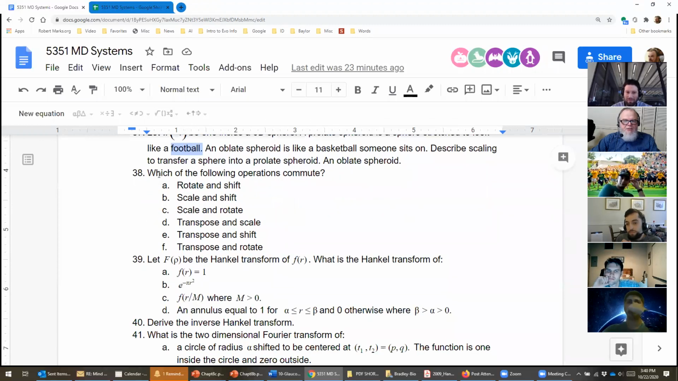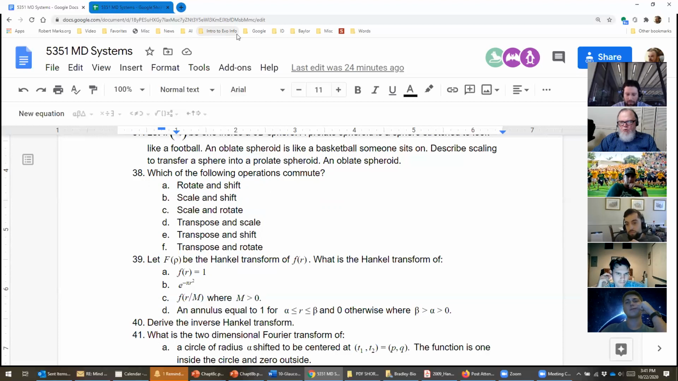Let's talk about this. Have you had a chance to look at this one yet? Did the following operations commute? Has anybody worked on this as of yet? If not, you will be working on it for next Tuesday. Let's do the rotate and shift. Do rotate and shift work? By the way, what do you have to do to disprove one of these? A counterexample. Just show one counterexample, and if you can show one counterexample, then they don't commute.